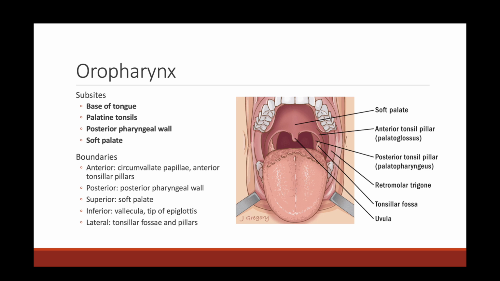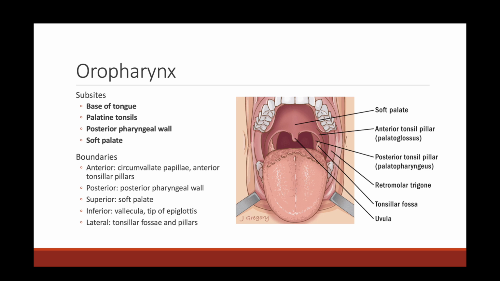The back of the oral cavity is the oropharynx, which sits just below the nasopharynx. And so remember we said that the soft palate was kind of the boundary between the nasopharynx and the oropharynx. And the soft palate is technically one of the 4 subsites of the oropharynx. Other than the soft palate, the other subsites include the base of the tongue, the palatine tonsils, and then the posterior pharyngeal wall. So the subsites of the oropharynx, remember that there are 4 of them. We have the soft palate, the base of the tongue, the palatine tonsils, and then the posterior pharyngeal wall.